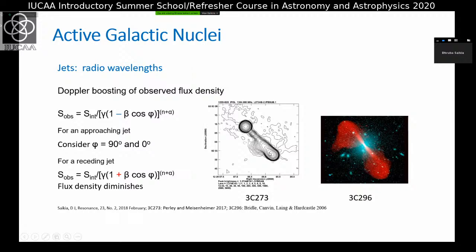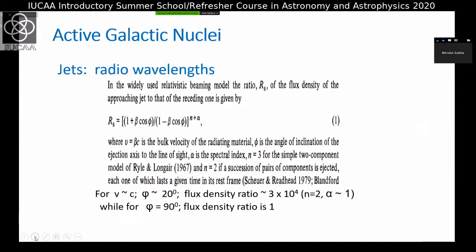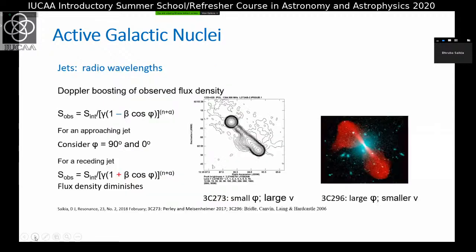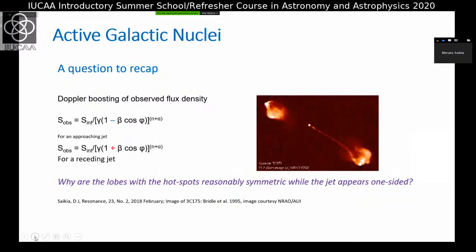So when you see a one-sided jet, it is moving at a smaller angle and a high velocity. And when you see a symmetric jet, it is moving at a large angle and at a small velocity. So this would be the canonical picture, which we will try to see how far it holds up, and whether it holds up at all. Okay, now this we have covered, so I will go to the next aspect of it.